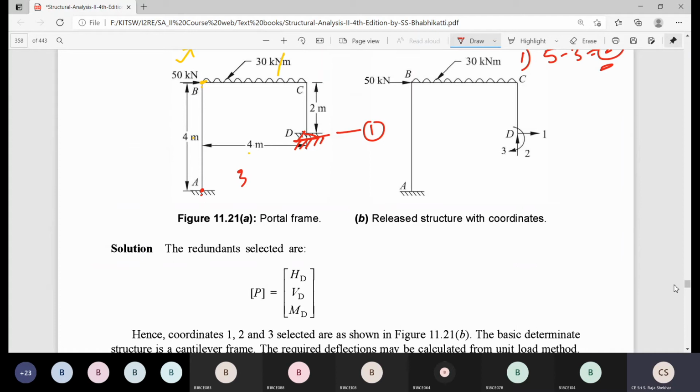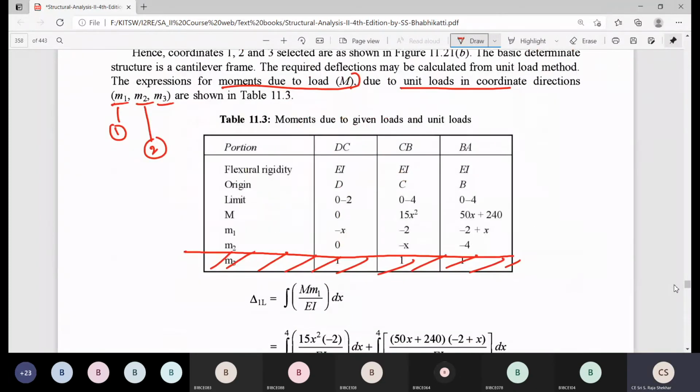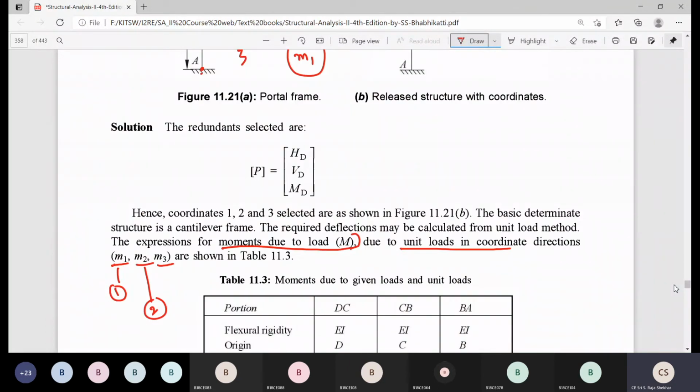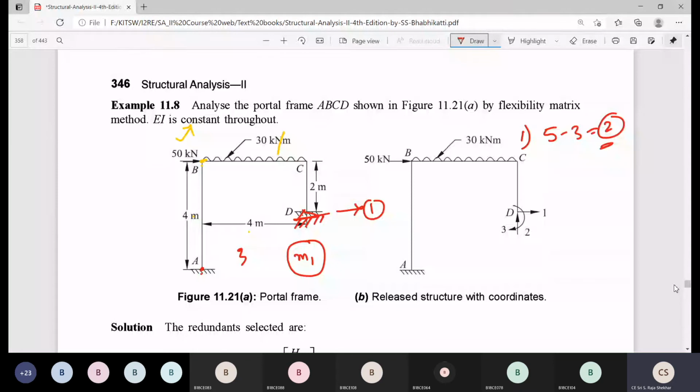By applying unit force in the coordinate direction 1, the moment developed in CD, in BC, and in AB, we need to represent. If you represent that, that will be the m1 column. So this is the m1 row. By calculating the moment in CD, BC, and AB, that will be represented by small m1.